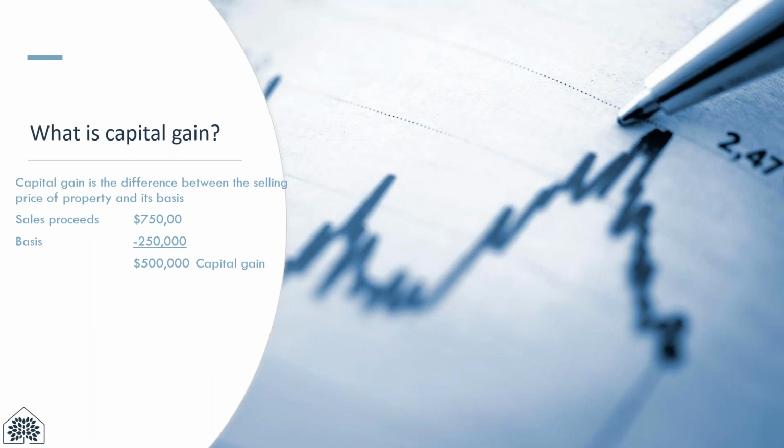It is the difference between the selling price for property and the basis. So if you sell something for $750,000 and it has a basis of $250,000, you'll have $500,000 of gain. And this applies to all properties.